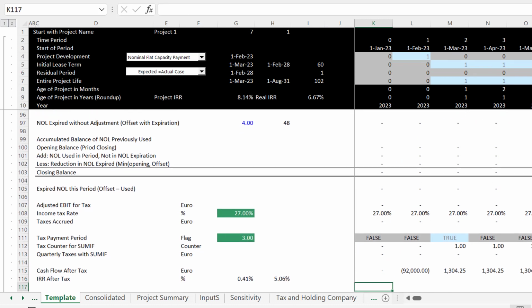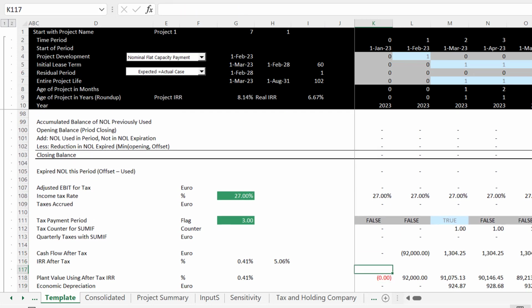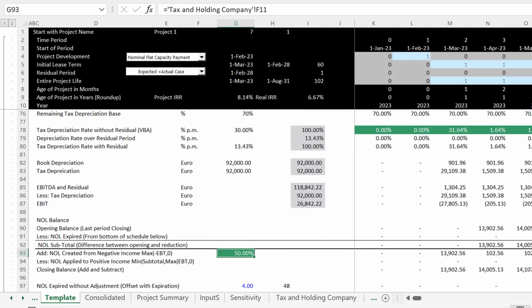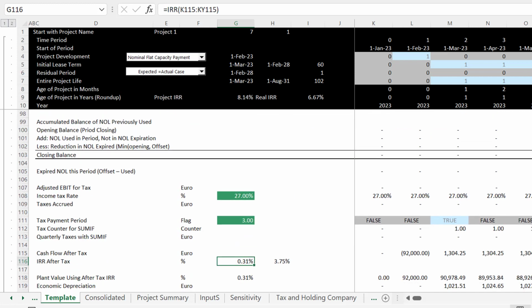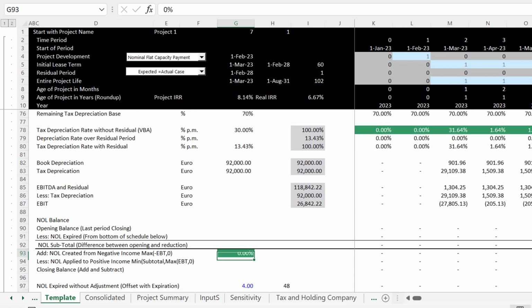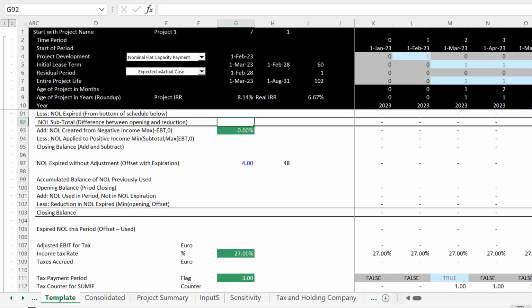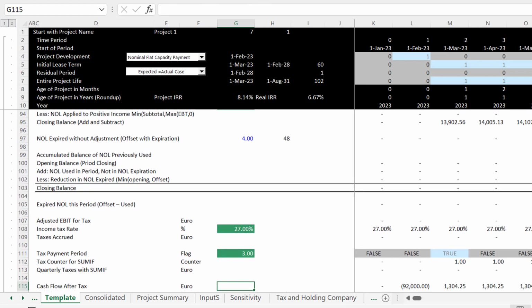Good. And then we can get our cash flow after tax, and we can get our IRR after tax. And let's just do something. This is 5.06. If this was 100% instead of this 50% thing, it would be 5.47. So that actually makes a little bit of a difference, and if we do that on a consolidated basis, we'll get a very different answer.